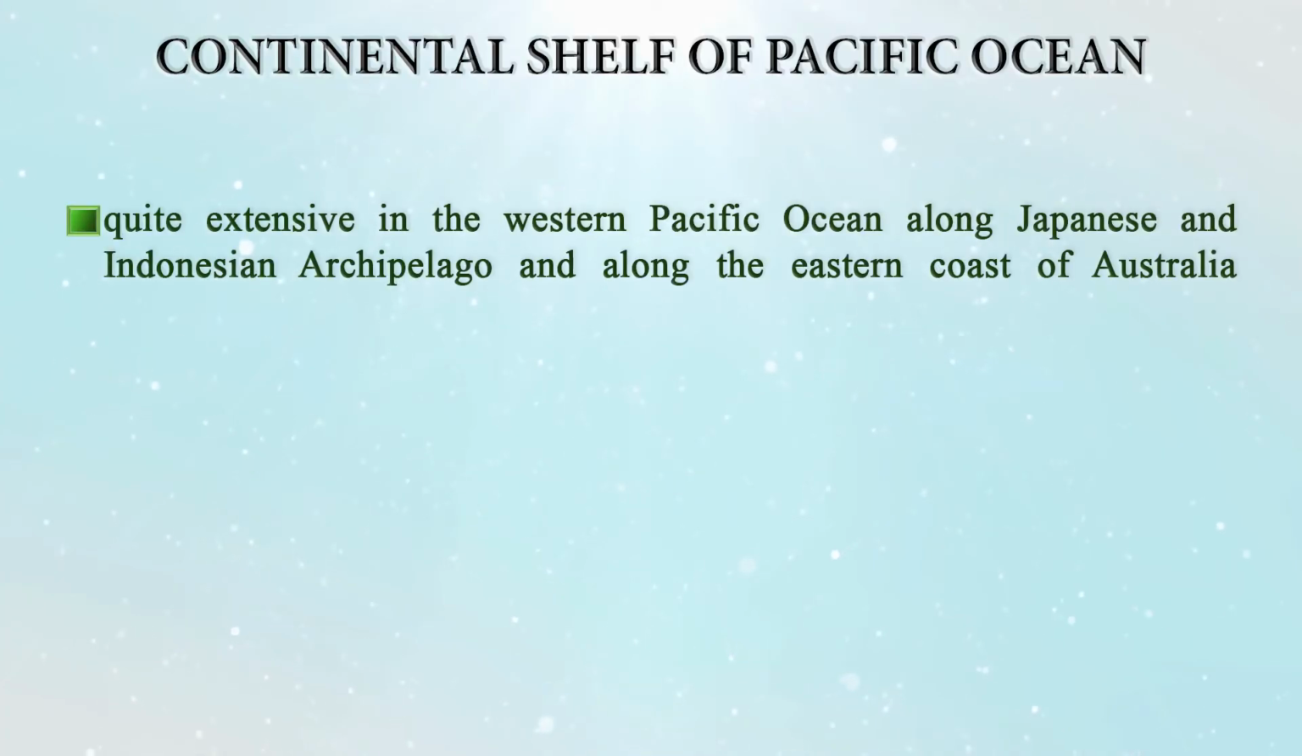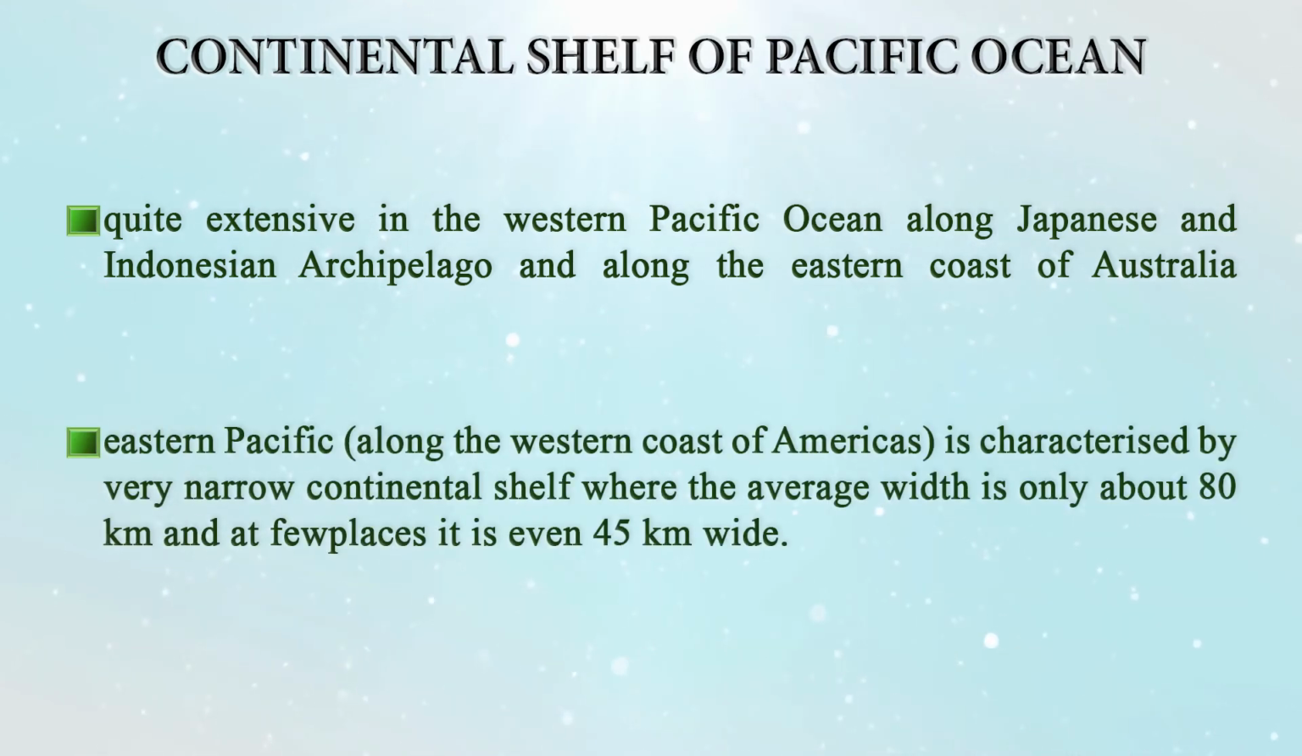Now coming on to the continental shelf of the Pacific Ocean, it is quite extensive in the western portion along the Japanese and Indonesian archipelago and along the eastern coast of Australia. And the eastern Pacific is relatively narrow, where the average width is only about 80 kilometers, and at a few places it is only 45 kilometers wide.